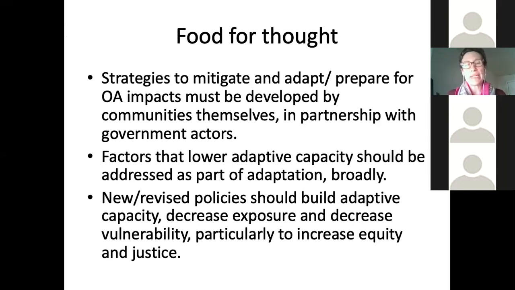So those are just some ideas to get you started in terms of thinking about how risk and vulnerability can play a part in your area as you think about acting on acidification. That's all I have for today. Thank you for your attention, and I'd be happy to take questions when Jessie says we're ready for questions.